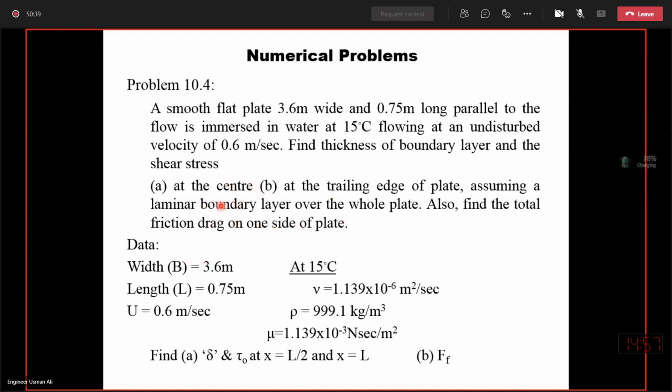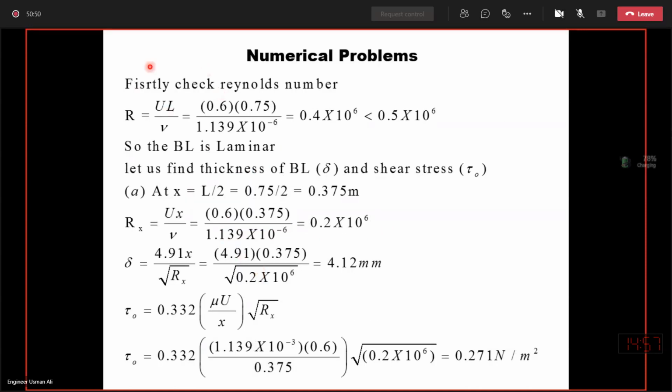Now suppose that it has not been mentioned about the type of boundary layer. अगर type of boundary layer ना बताई गई होगी तब हम क्या करेंगे, we need to check the Reynolds number, UL over nu, putting the value. So this is 0.4 exponent 6. If the Reynolds number is less than 500,000 and the turbulent conditions are not mentioned, so it is a laminar boundary layer.